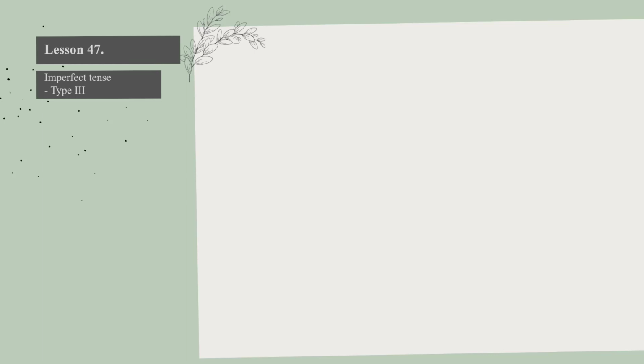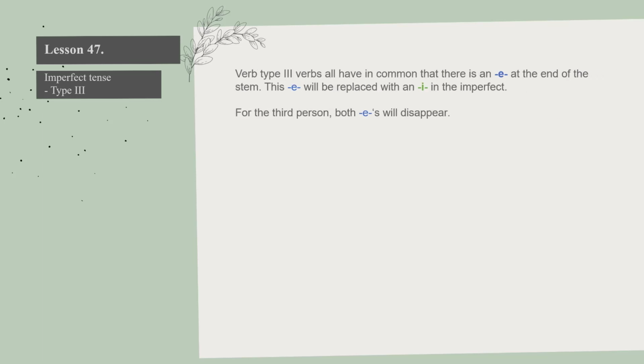In this lesson, we're going to learn the imperfect tense in verb type 3. Verb type 3 verbs all have in common that there is an e at the end of the stem. This e will be replaced with an i in the imperfect. For the third person, both e's will disappear.